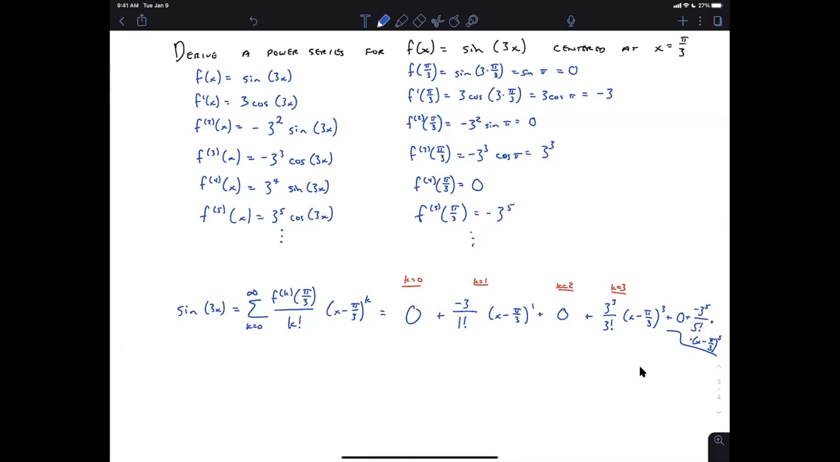All right. So now we're going to drop the 0 terms and simplify down some. So we get -3 over 1 factorial times x minus pi over 3 to the first, plus 3 to the third over 3 factorial times x minus pi over 3 to the third, plus -3 to the fifth over 5 factorial times x minus pi over 3 to the fifth. And now what I'd like you to do is take a second and come up with the next 2 or 3 non-zero terms. So at least the next 2 non-zero terms.